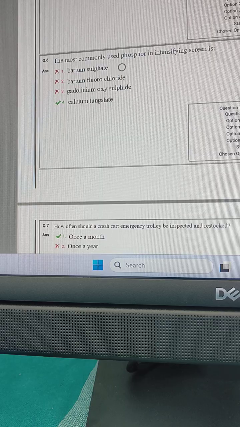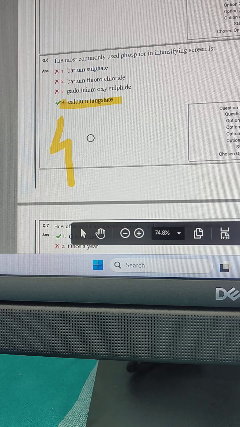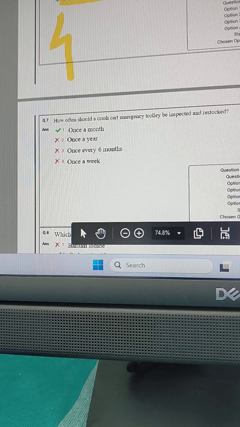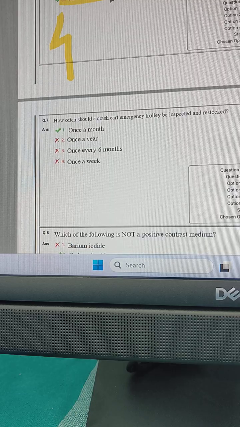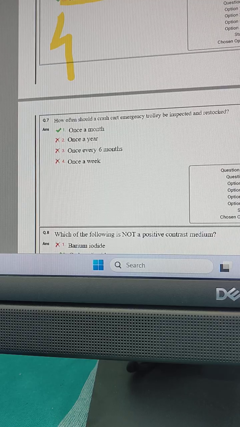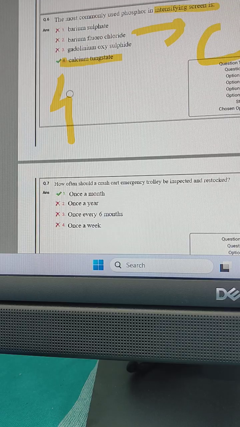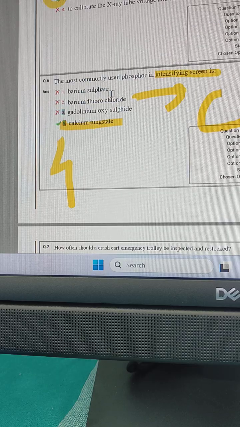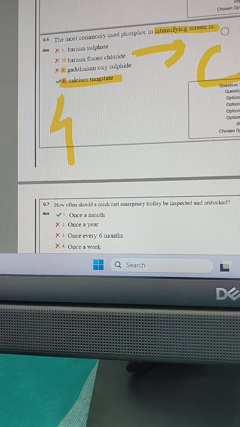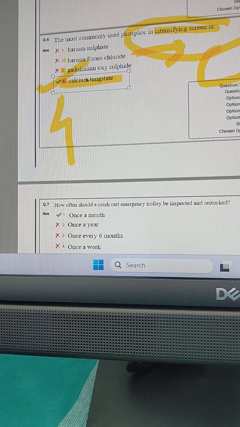The most common phosphor used in an intensifying screen: barium sulfate, barium chloride, gadolinium oxysulfide, or calcium tungstate. The correct answer is calcium tungstate, option 4. Intensifying screens commonly use calcium tungstate. Fluoro is basically used in the CR system, but this question asks about the intensifying screen, so the correct answer is 4, calcium tungstate.